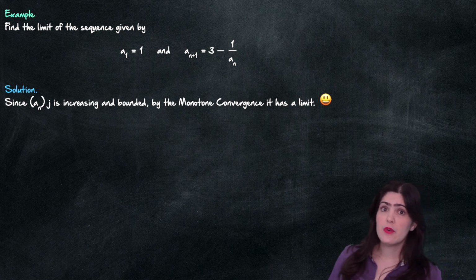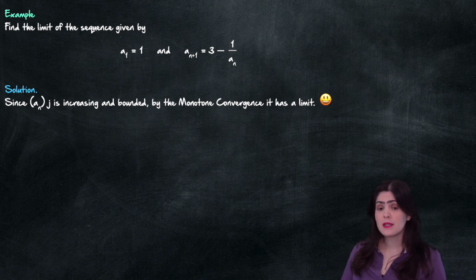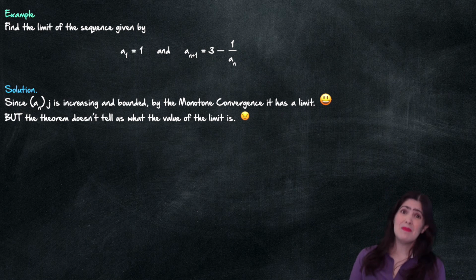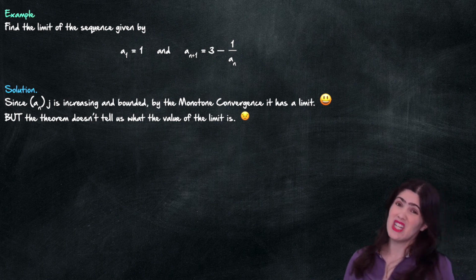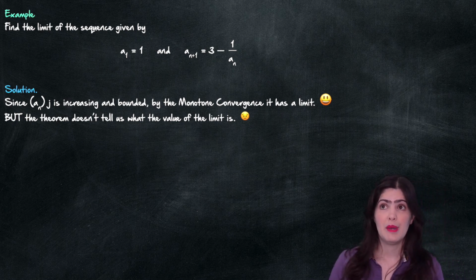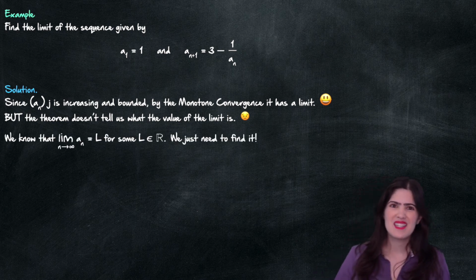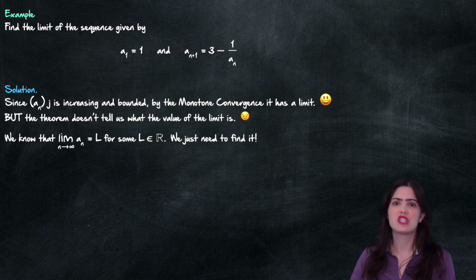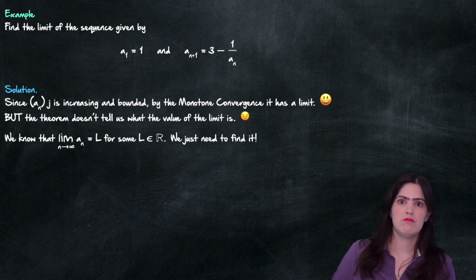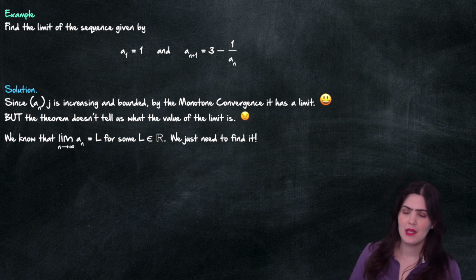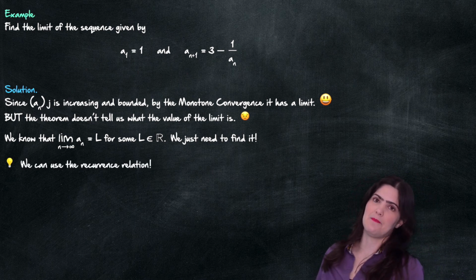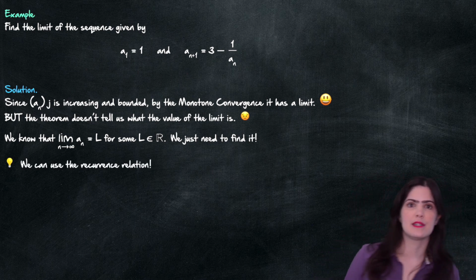Right, so the monotone convergence theorem tells me that it has a limit, but it doesn't tell me what the limit is. That's a bit annoying, but okay, at least I know it exists. So we know that the limit is equal to L for some L. We just need to find what L is. That's my only problem. Well, here's an idea. We're going to use this recurrence relation.